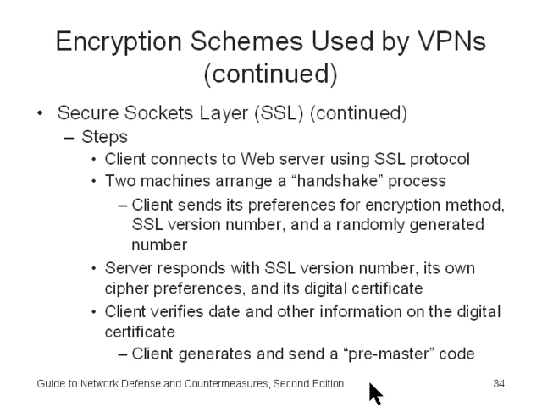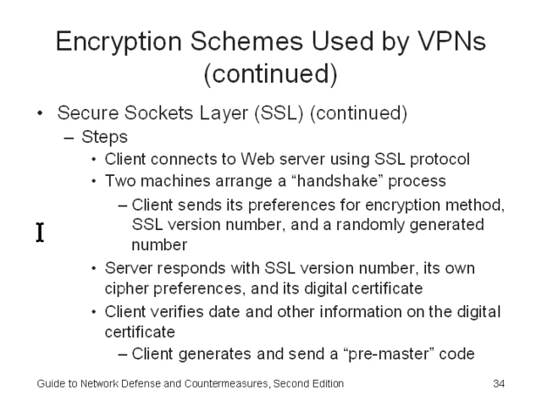Okay. Secure Sockets Layer works thusly. First step is the client connects to a web server using the SSL protocol, HTTPS, and then the 2 machines arrange a handshake process. So the client sends its preferences for encryption method, the SSL version number, and a randomly generated number. Now what does that sound like? It sounds like they're setting up a security association, because they're trying to agree on what type of encryption method they're going to use.